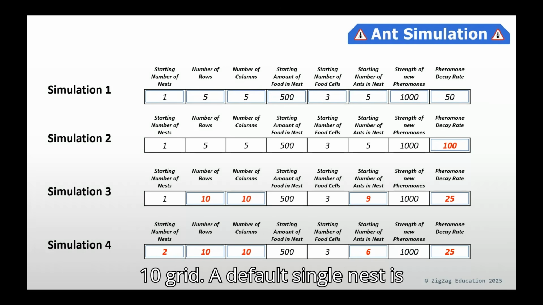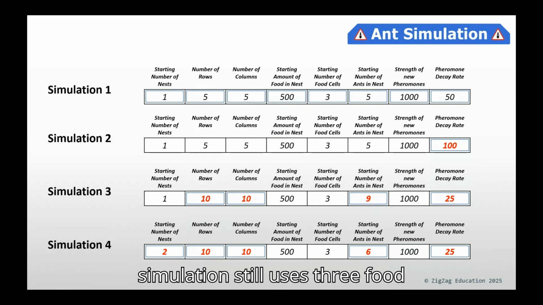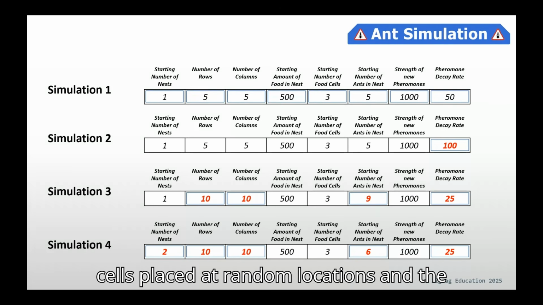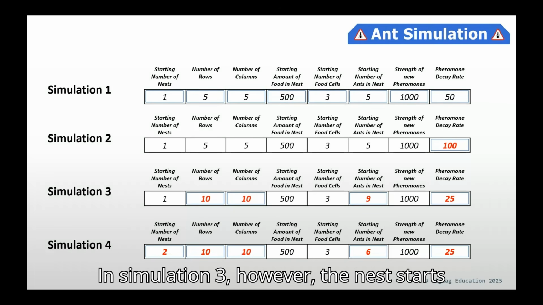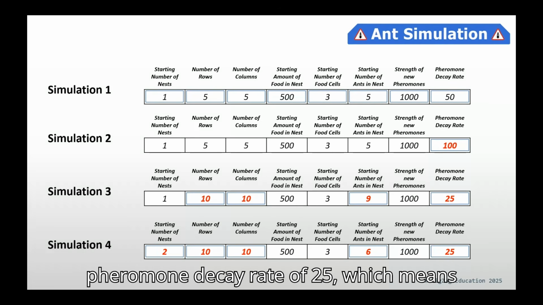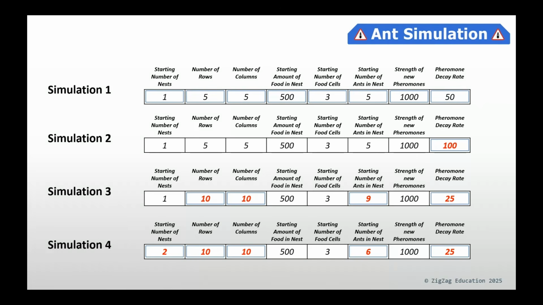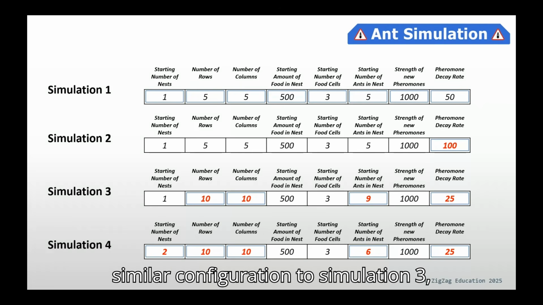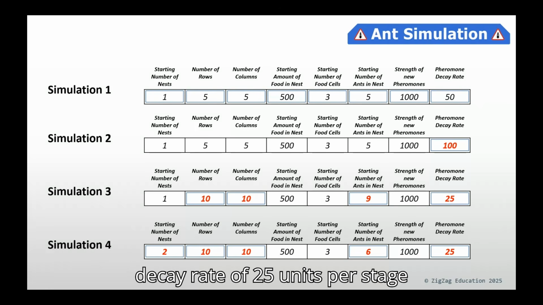A default single nest is still placed at location 2-4, and the simulation still uses 3 food cells placed at random locations and the default pheromone strength of 1,000. In Simulation 3, however, the nest starts off with 1 queen and 8 workers, therefore totaling 9 ants, and has a pheromone decay rate of 25, which means that the pheromones decay much slower as the simulation advances from one stage to the next. Simulation 4 uses a similar configuration to Simulation 3, using a 10 by 10 grid and a pheromone decay rate of 25 units per stage advance.